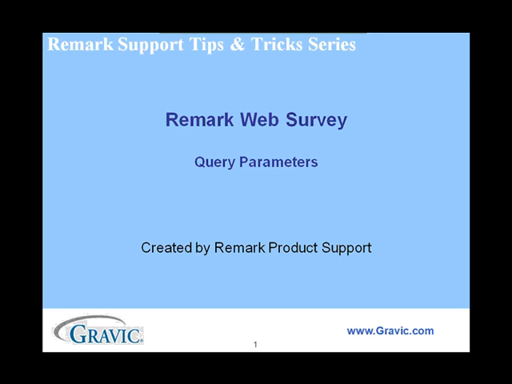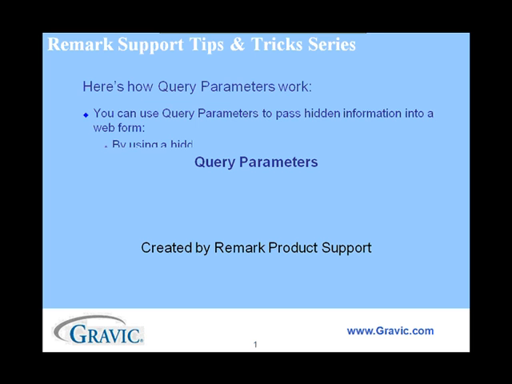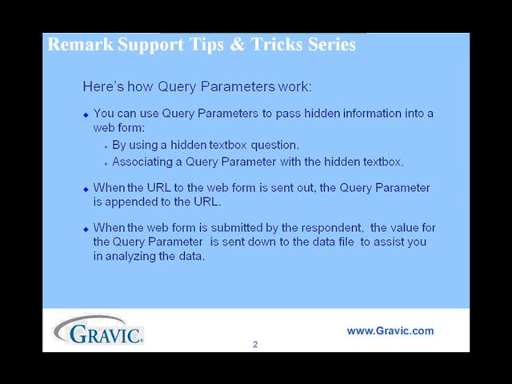Here's how query parameters work. You can use query parameters to pass hidden information into a web form by using a hidden text box question and then associating a query parameter with the hidden text box. When the URL to the web form is sent out, the query parameter is appended to the URL link. When the web form is submitted by the respondent, the value for the query parameter is sent down to the data file to assist you in analyzing the data.